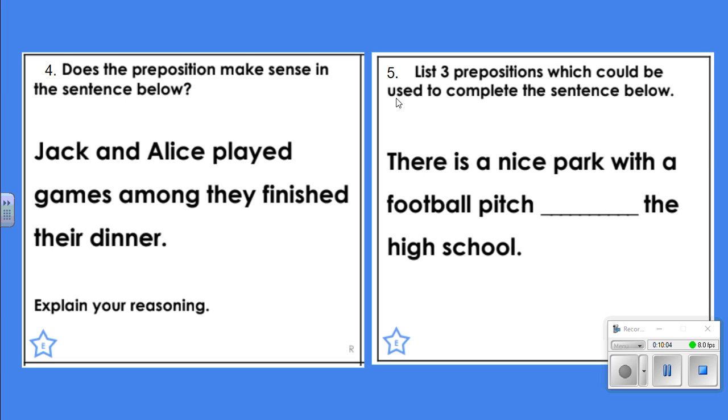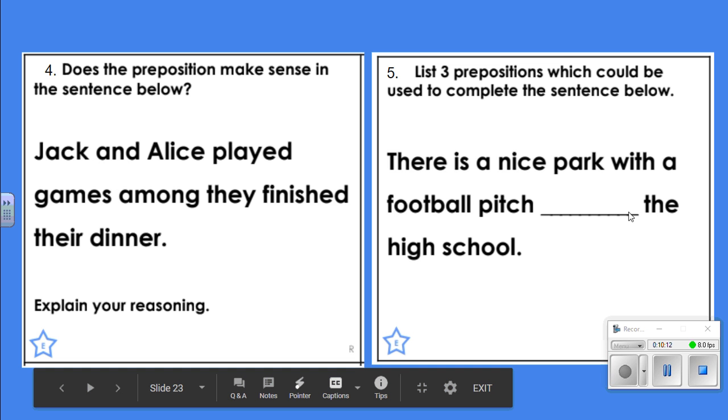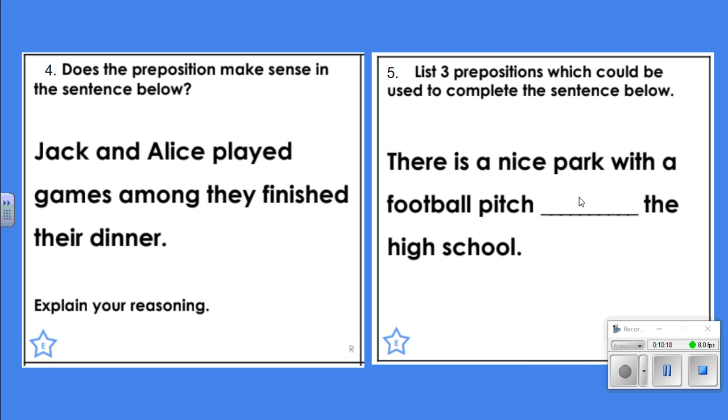Number 5, list 3 prepositions which could be used to complete the sentence below. There is a nice park with a football pitch. The high school, something, the high school. Which 3 words could you put in here that would make sense? Okay, and if you're struggling to think of some prepositions, do you remember back at the beginning of this video I gave you some examples? You could just rewind the video and have a look at those to remind yourself if that helps.